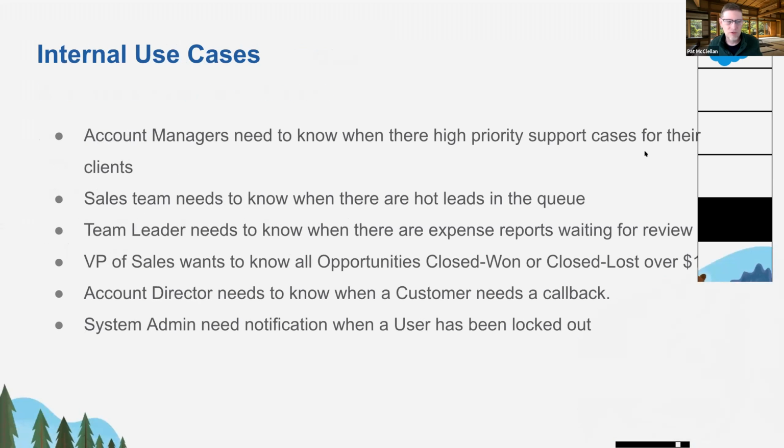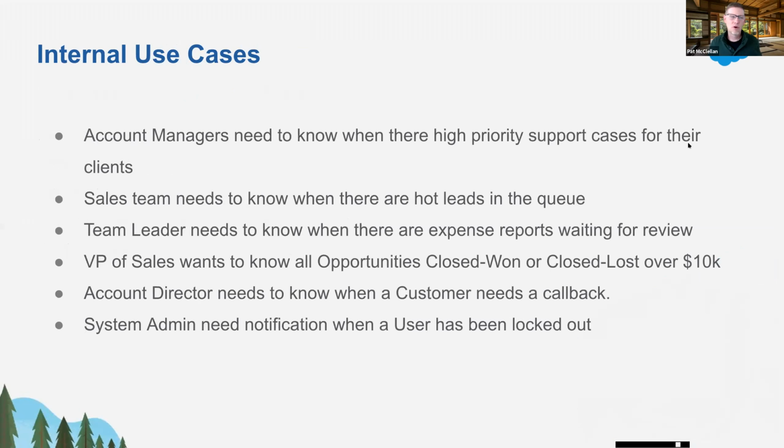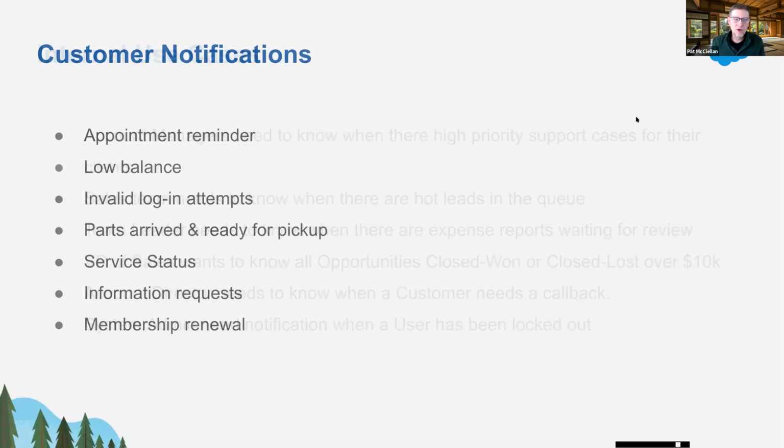In implementing them, I think I skipped a slide somehow. Oh, here are the internal use cases for notifications. So these are ones that you hear about all the time in the Trailhead modules. The account managers need to know when there's a high priority support case, or the sales team needs to know when there's a hot lead. A team leader needs to know when they need to review some expense reports. The VP of sales wants to know all the opportunities closed won, or closed lost over $10,000. So these are all the sort of examples that they use in Trailhead when you're building something in Process Builder or flows, that sort of thing. So those are the internal use cases. We already talked through the customer notifications.